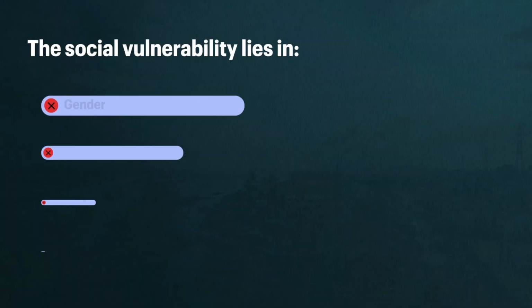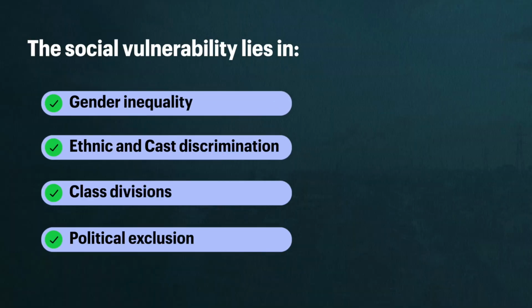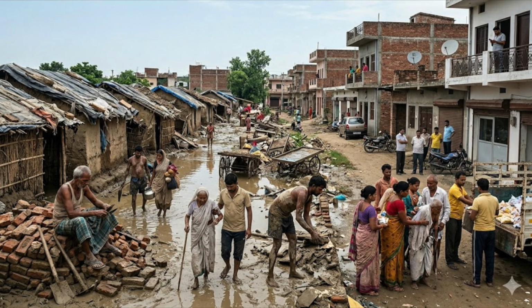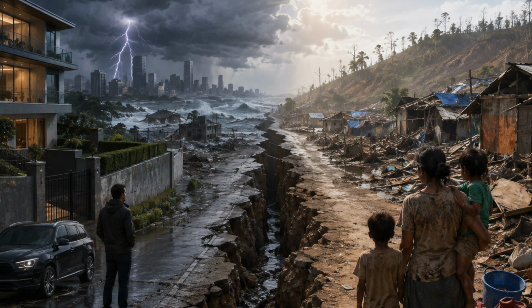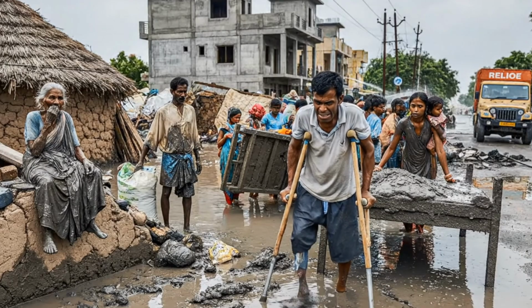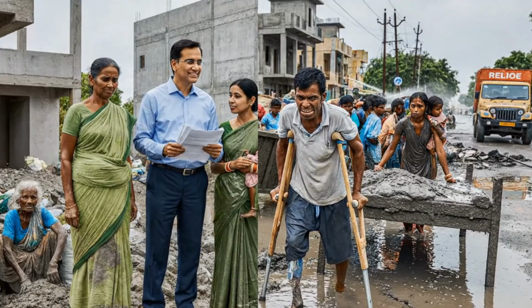So now let me explain to you the concept of sensitivity and social inequality. Social vulnerability lies in gender inequality, ethnic and caste discrimination, class division, and political exclusion. Disasters tend to amplify already existing inequalities, and leave vulnerable groups even more vulnerable after the occurrence of a disaster.